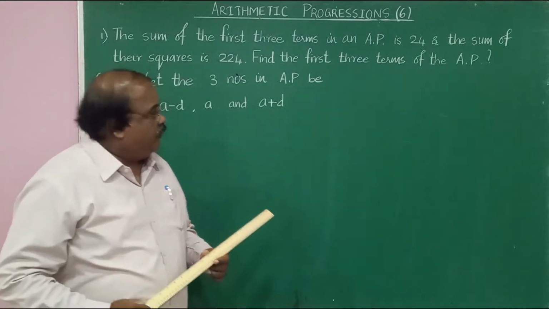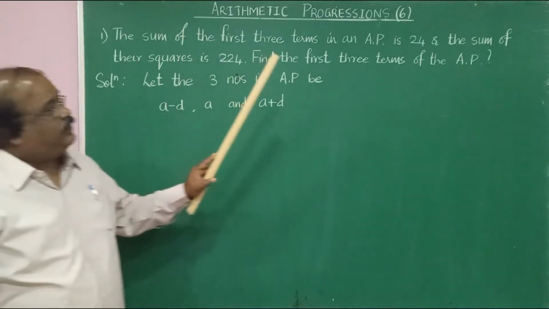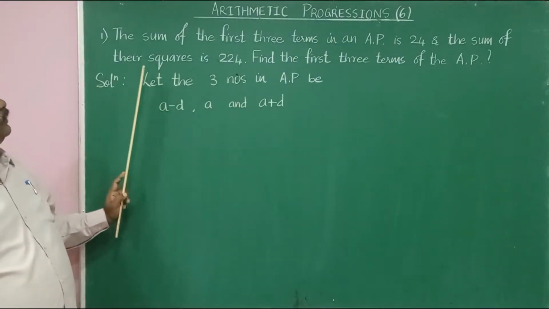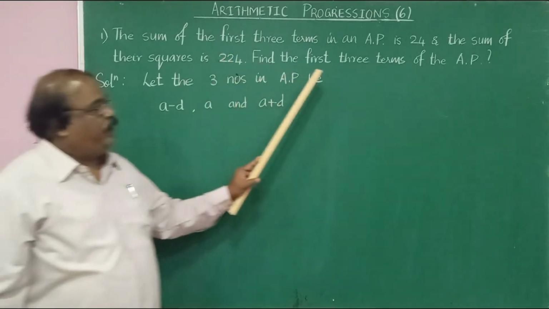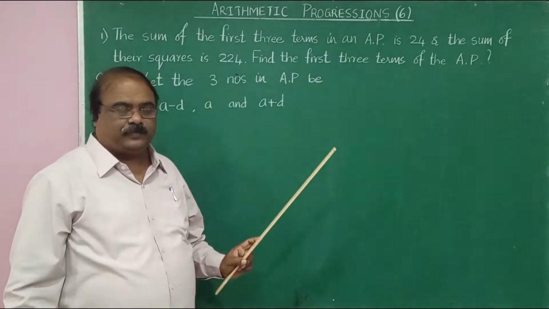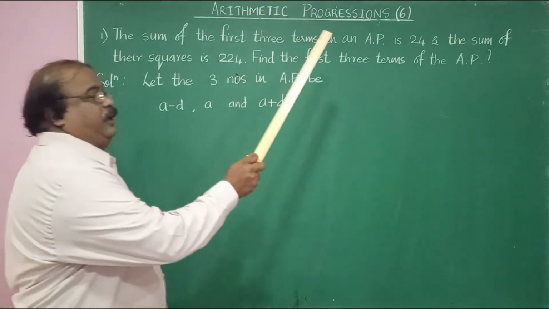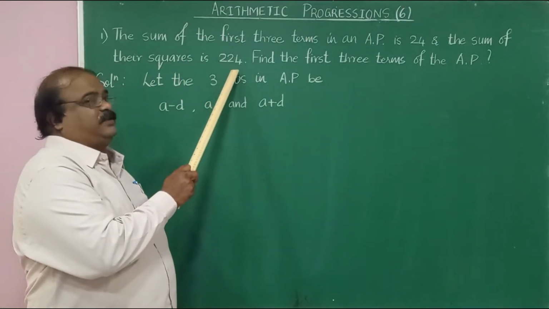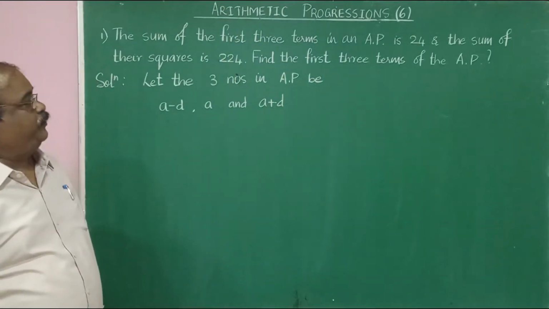We continue forward with the first sum. The sum of the first three terms in an arithmetic progression is 24, and the sum of their squares is 224. Find the first three terms of the given arithmetic progression. I repeat my question. The sum of the first three terms in an AP is 24 and the sum of their squares is 224. Find the first three terms of the arithmetic progression.